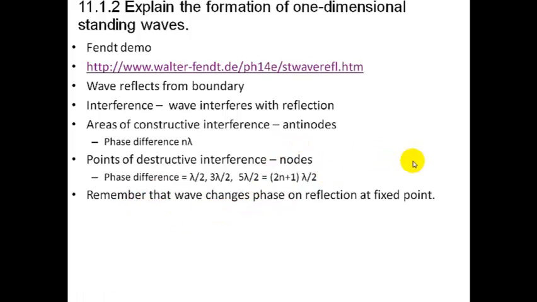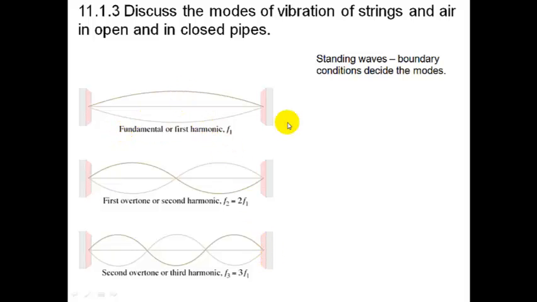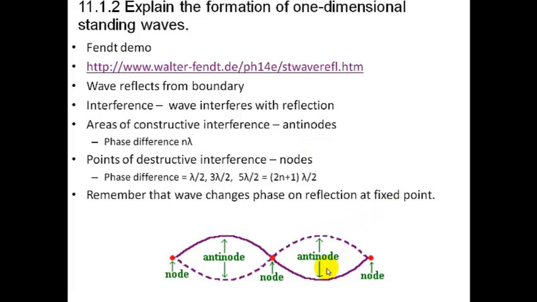Also remember that the phase changes when it reflects from a fixed point. Okay, and this is a pattern we see. This will oscillate from the double crest to double trough, and vice versa. At the end, and in the middle, and on the side, at this end we have a node. This is where we always have destructive interference. They're always in antiphase. Okay, let's go back one. So this is the antinode. This is the antinode. These are the nodes.